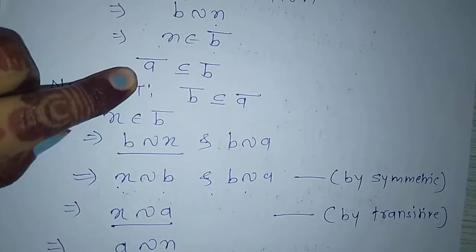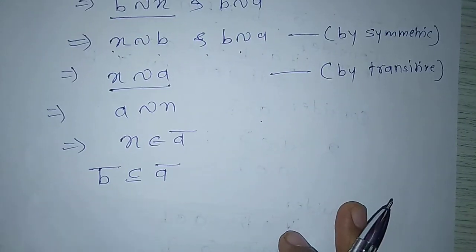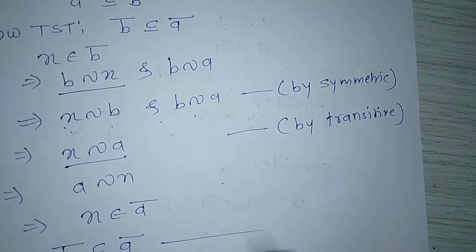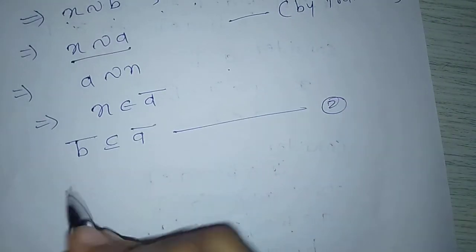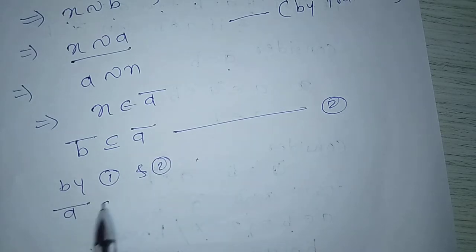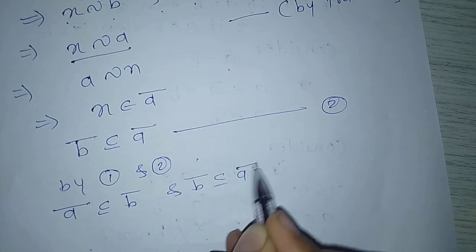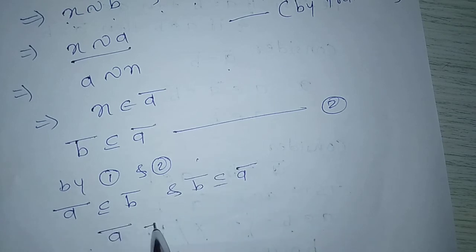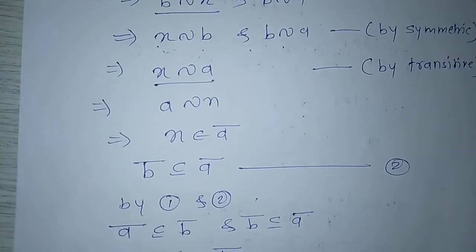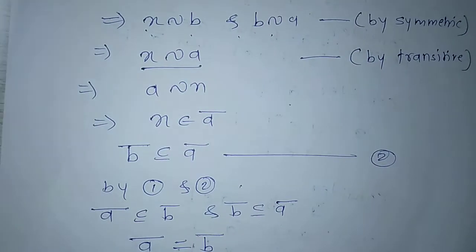Here first we prove A bar is a subset of B bar, and second B bar is a subset of A bar. That's why, by the first and by the second, we get A bar is a subset of B bar and B bar is a subset of A bar, so A bar equals B bar. Now this is the proof of the second.